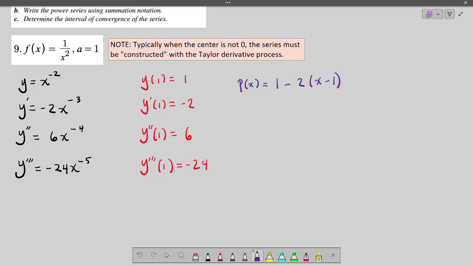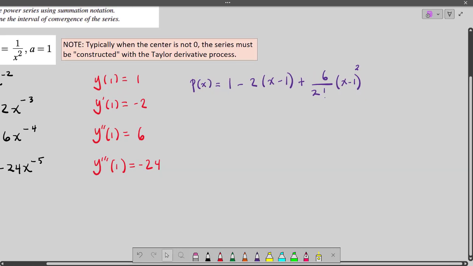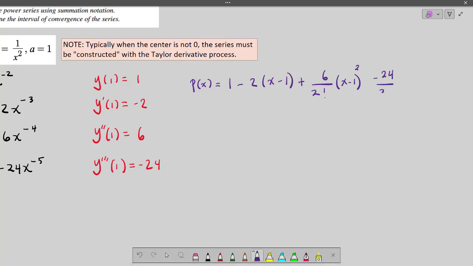This term is to the first power divided by 1 factorial, if you want to write it. And then it's 6 divided by 2 factorial. So there's the 6 divided by 2 factorial, x minus 1 quantity squared. And then the last non-zero term, we're going to have negative 24 divided by 3 factorial, x minus 1 to the 3. So this right here is p sub 3 of x. And then as soon as we go plus ... that's the Taylor series now.